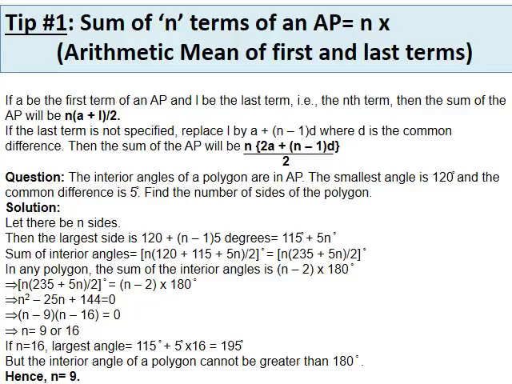The interior angles of a polygon are in AP. The smallest angle is 120 degrees and the common difference is 5. Find the number of sides of the polygon. Here's the solution. Let there be n sides.